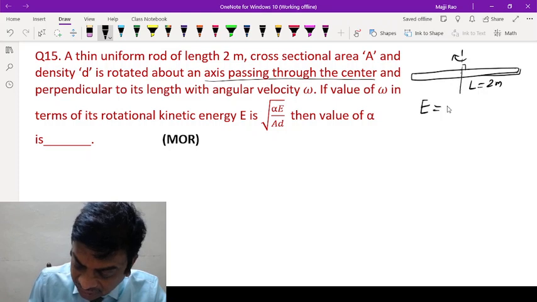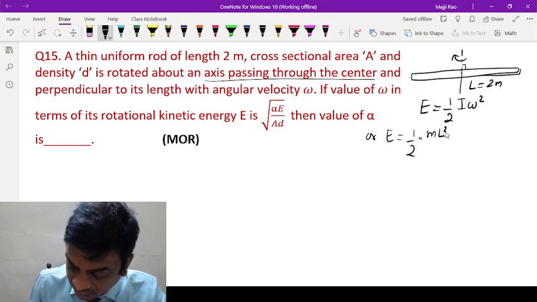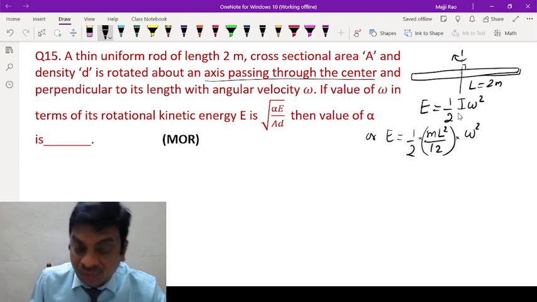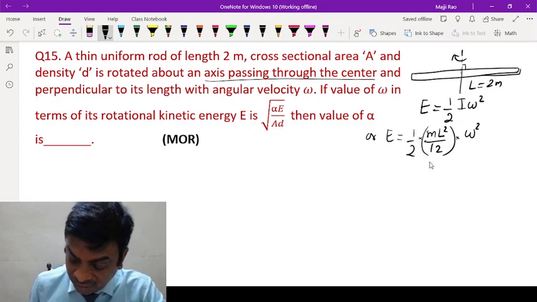So rotational kinetic energy is half I omega square. Is it? Rotational energy is half I omega square. Now the moment of inertia is ml square by 12. Be careful about the axis. As you can see, the axis passes through the center and is perpendicular to the length. You have to use ml square by 12.